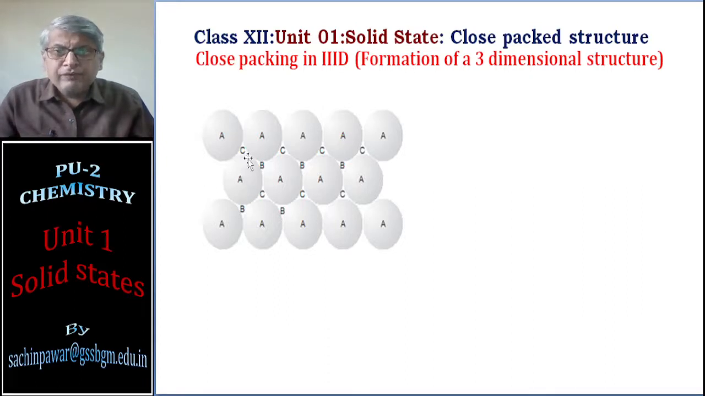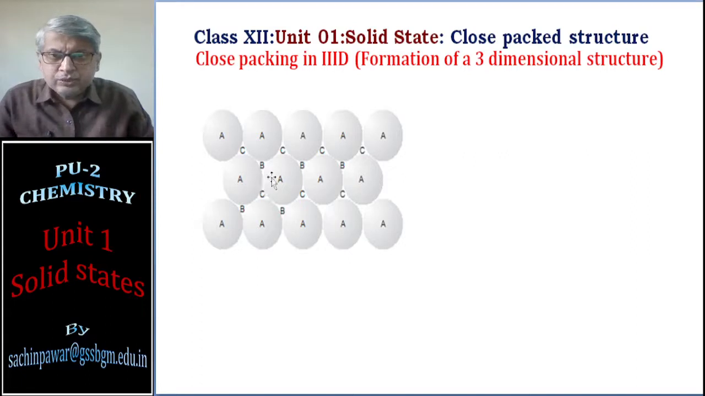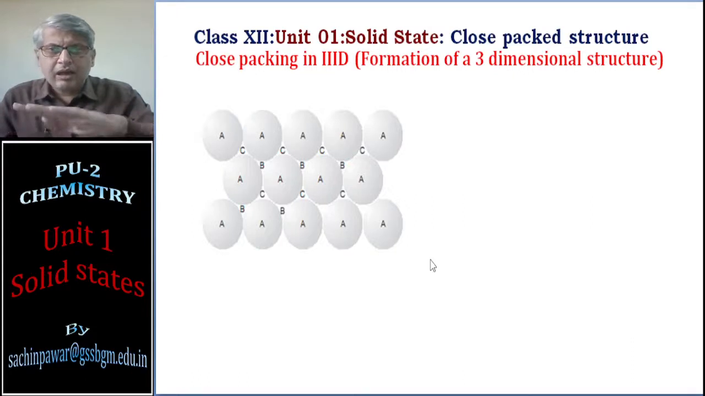So here we will separate those by naming. We will consider these voids or empty spaces as B, B, B, and these empty spaces as C, C, C. So we have A particles, C voids, B voids, again A particles, C voids, B voids in a particular plane. Now when I want to go for a 3-dimensional arrangement, such planes I need to place above it.